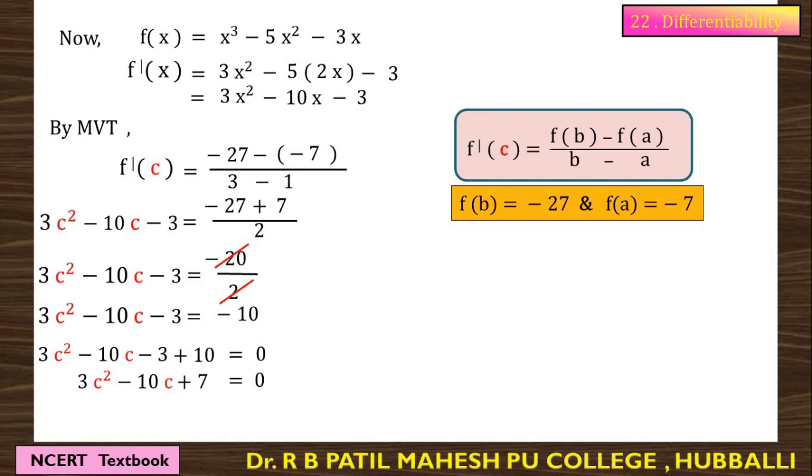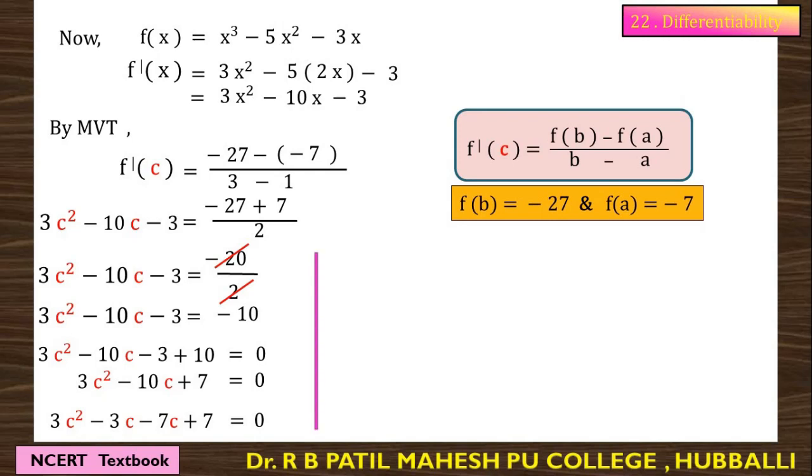Now we have a quadratic equation in terms of c. So find the c value by solving this quadratic equation. Here we have to find the factors. Adding, you should get minus 10, multiplying, you should get 21. Therefore 3c square, and this minus 10c is written as minus 3c minus 7c. These are the two numbers which satisfy that condition. Adding, you will get minus 10, multiplying, you will get plus 21. So plus 7 as it is equal to 0.